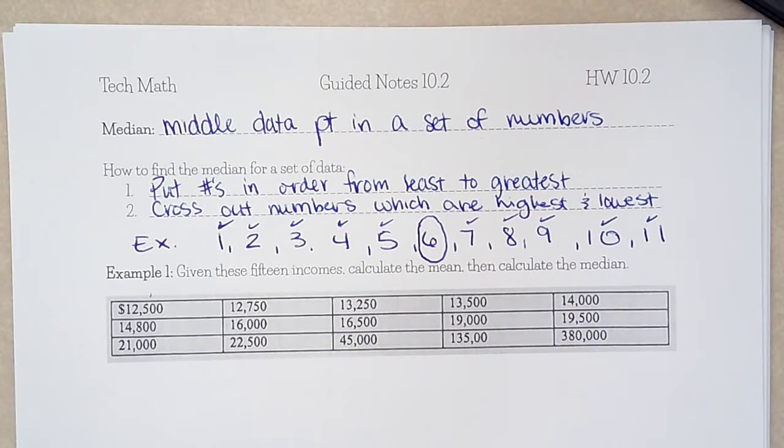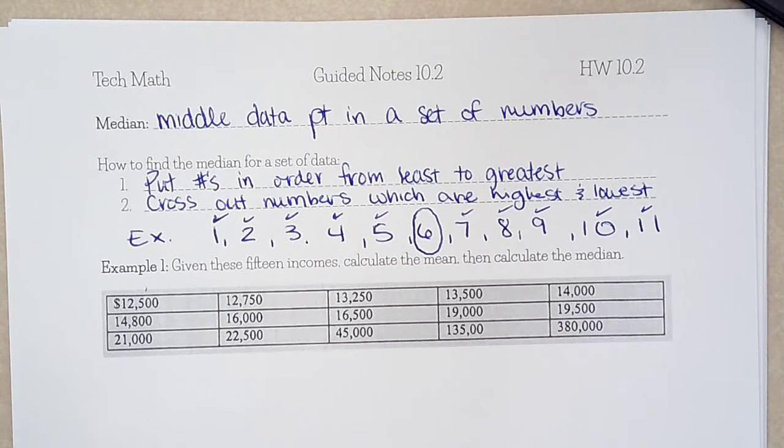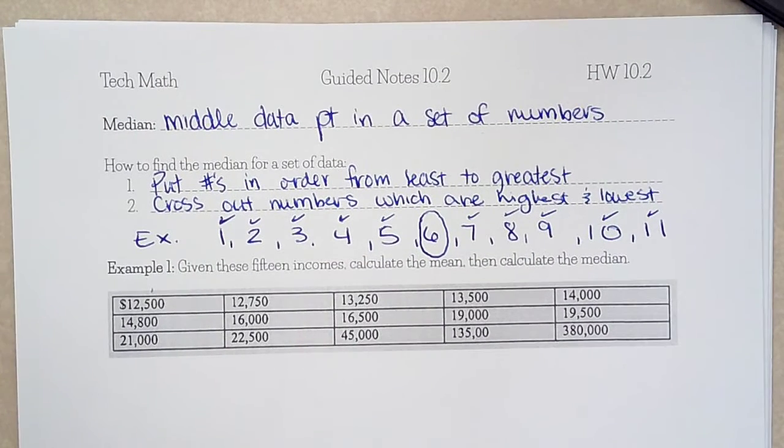Now we're going to see in a minute what happens when we don't have a nice median, when we end up with an even number of data points, meaning we have to find the median between 2 points. So, given these 15 incomes, calculate the mean and then calculate the median.